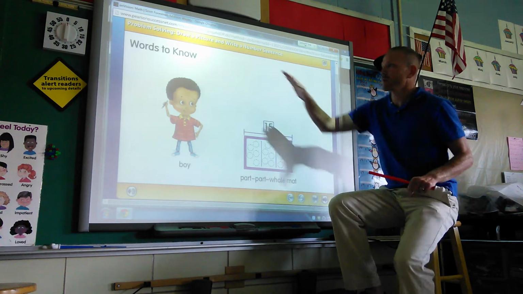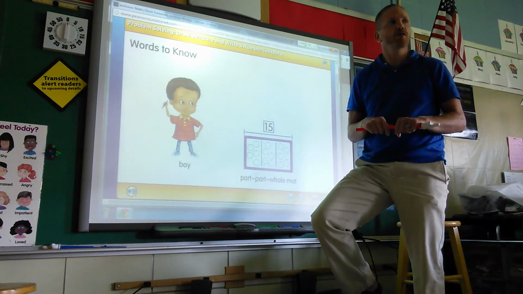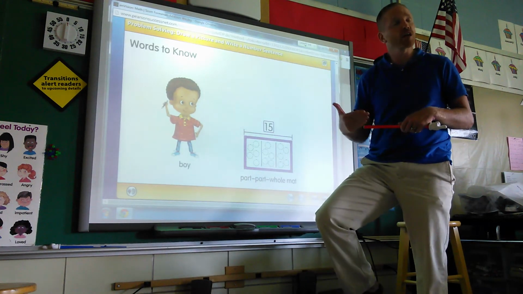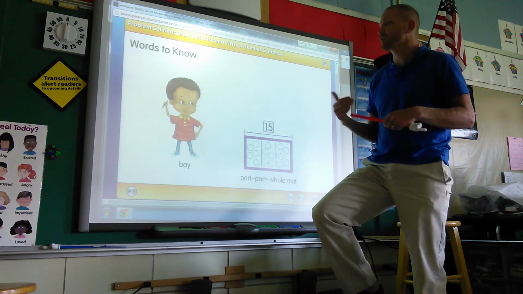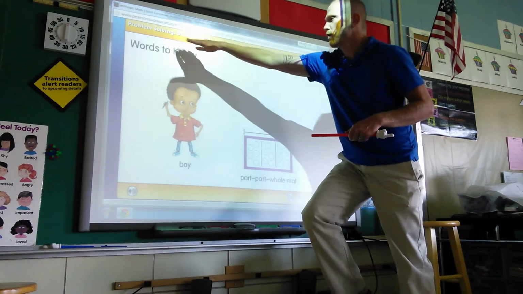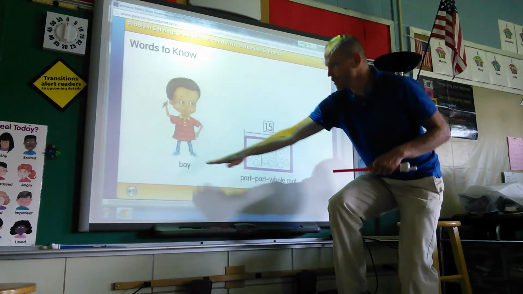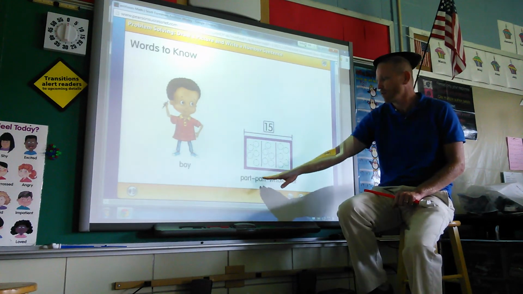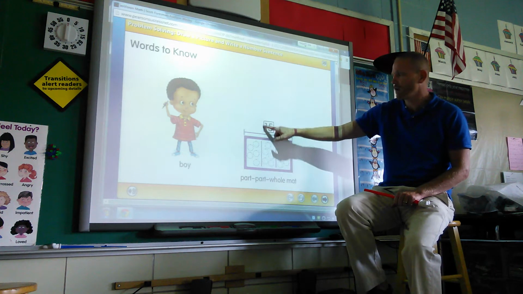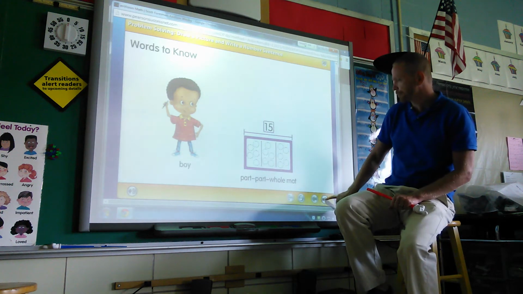Whenever we do this in class, we always read what's up in the banner to make sure that they are thinking about what they're going to learn and they're looking at the words that they need to know. So, problem solving, draw a picture and write a number sentence. We look at our words to know. They need to know about the boy. And then we have a part whole map down here, and then right up here is the whole number.